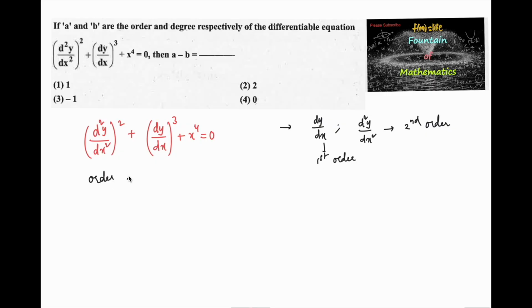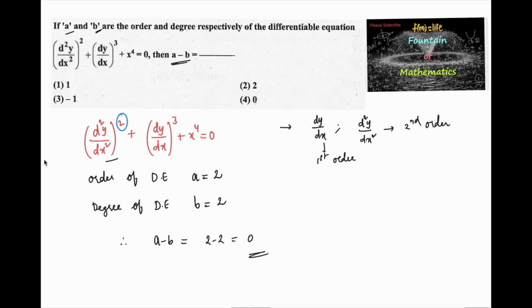that the order of the differential equation, which is given as a, is equal to 2, and the power of the highest order derivative is 2. So therefore we can say that the degree of the given differential equation, which is given by b, is also 2. Therefore the value of a minus b, that is 2 minus 2, is equal to 0, which is our option 4.